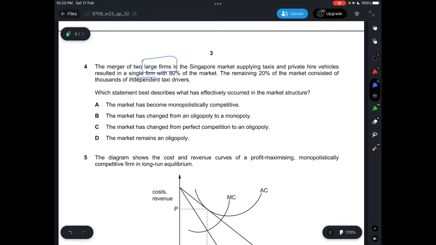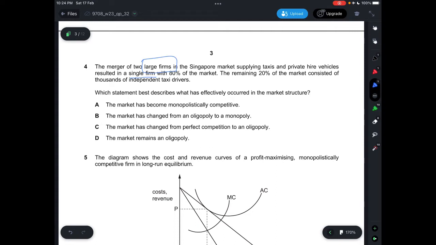And there's a remaining 20% of the market consisting of thousands of independent taxi drivers. Okay, so when we talk about oligopoly, monopoly, and all these things, this means that the monopoly itself holds the highest market share in the entire market. So in this case here, you can see that it says two large firms. So these two firms actually hold the largest market share in the entire Singapore market. So what has happened here is that the oligopoly has become a monopoly.